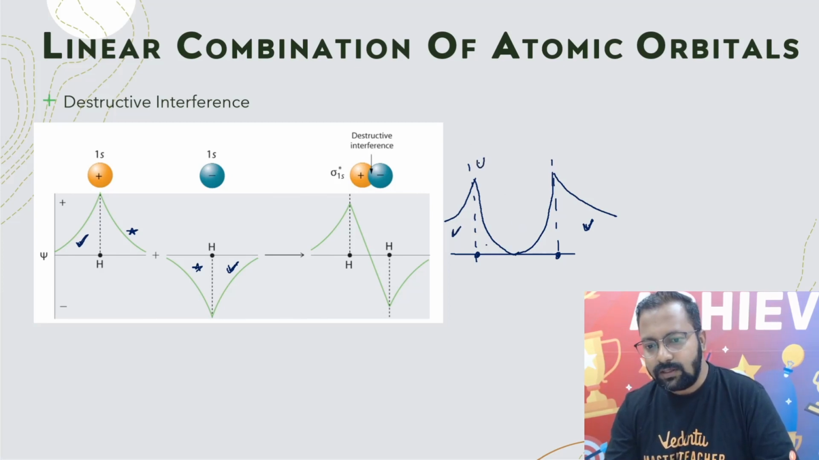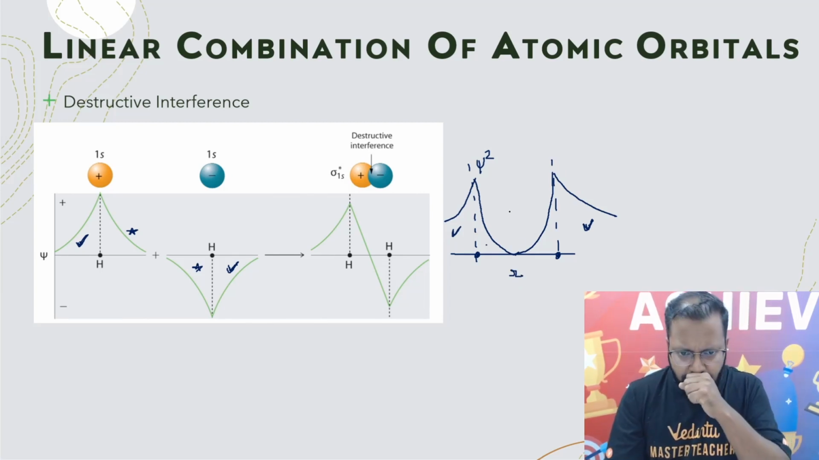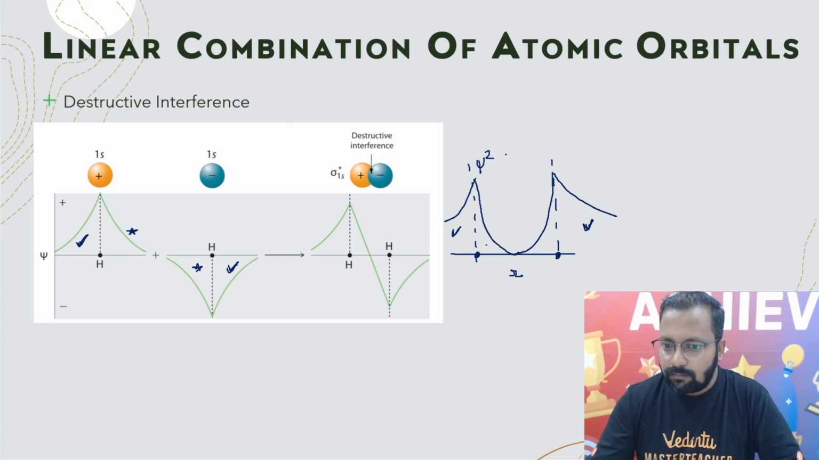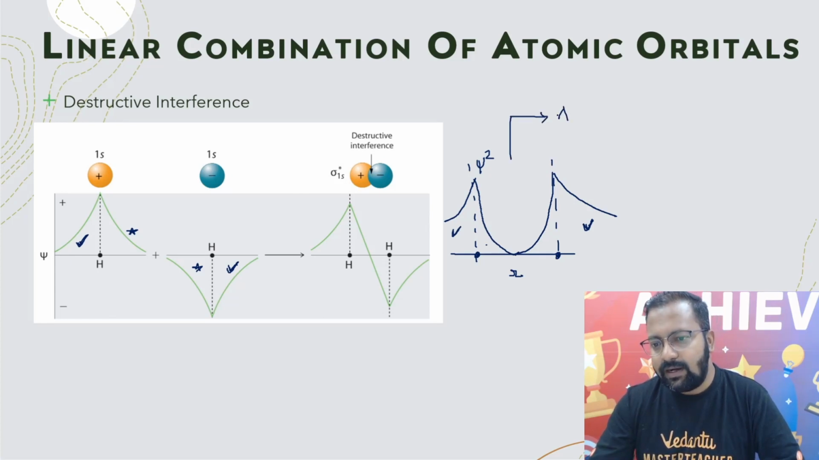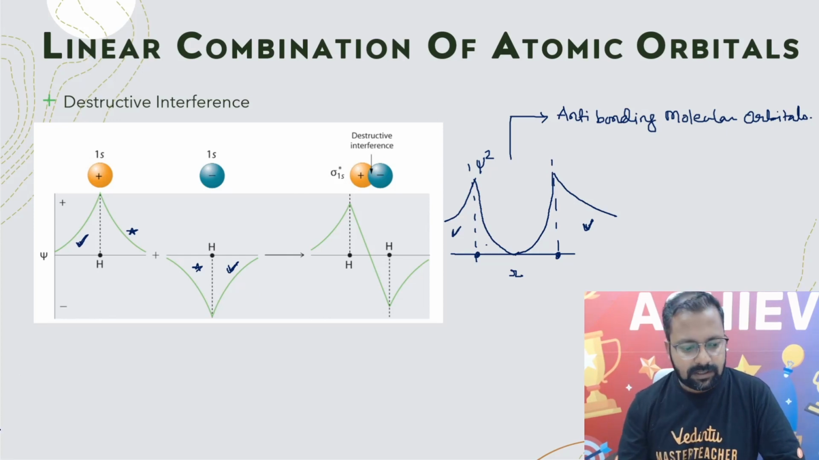And so this is psi square versus r plot, and this is for destructive interference. Destructive interference generates anti-bonding molecular orbitals. Okay, it generates anti-bonding molecular orbitals.